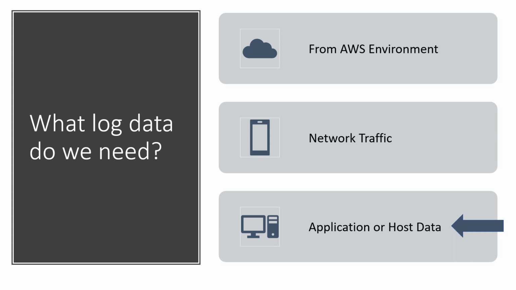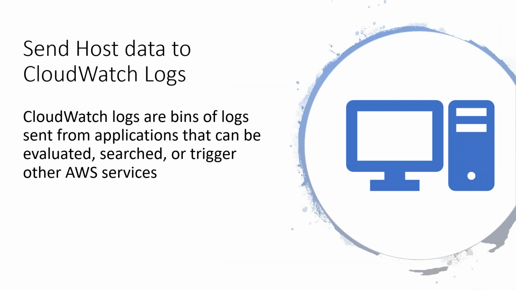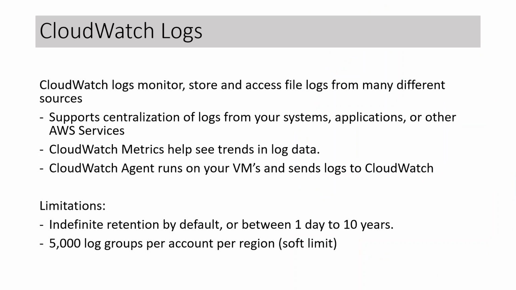So Amazon has something called CloudWatch logs. They're bins of logs sent from, quote, applications. They could be almost anything. And they're dumped in a place that gives you some better tools to search and evaluate and trigger. Trigger's the big one. CloudWatch logs monitor, store, give you access to logs of different file formats. What you would do is you would create a log group, and you say this log group is Nginx logs, so Nginx connection logs. The format of those logs should all be very much the same, and you put that in one location.